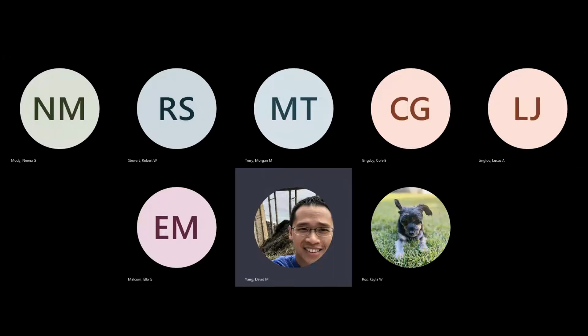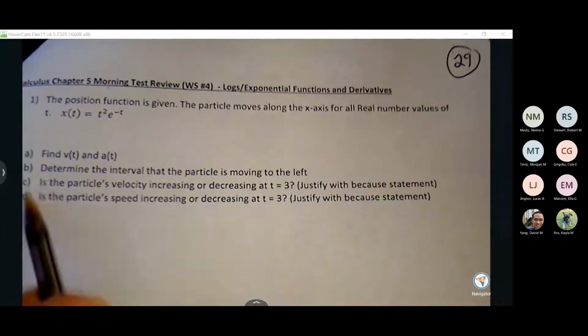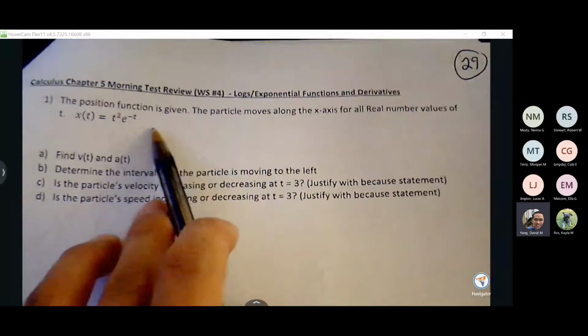29 of your test review packet. Okay, so number one, position function is given.